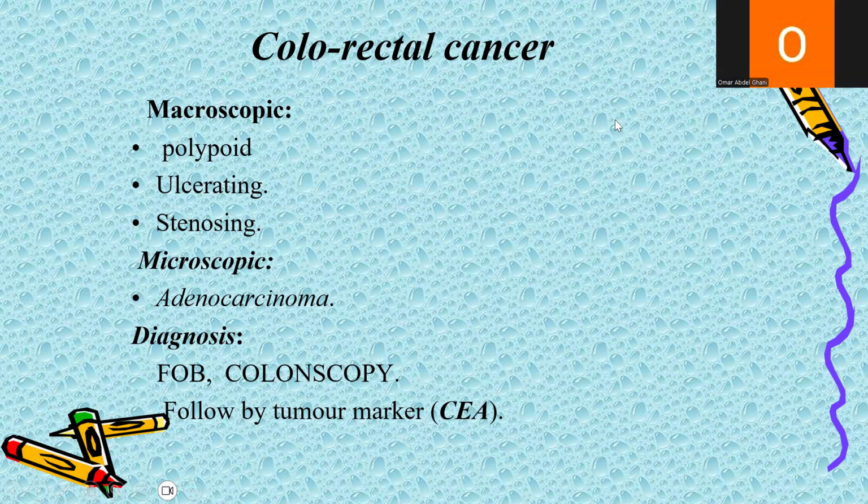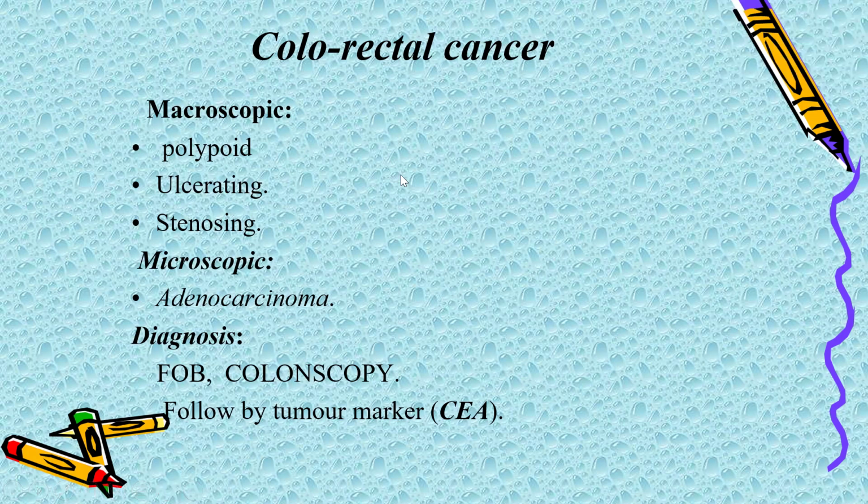The sigmoid. Rectosigmoid. The common site, 65%, is the rectosigmoid. Why cancer of the cecum? Cancer of the cecum is difficult to diagnose because the cecum is spacious and roomy, and by the time we diagnose, the patient is usually in an advanced stage.